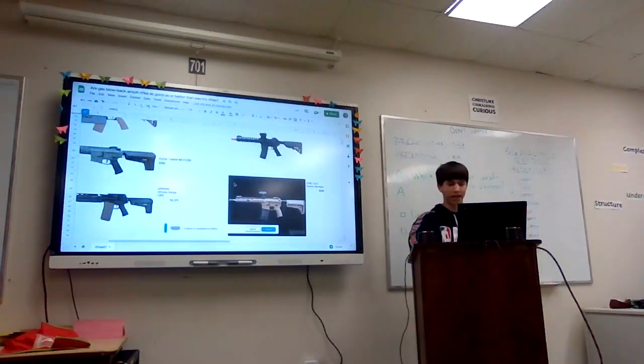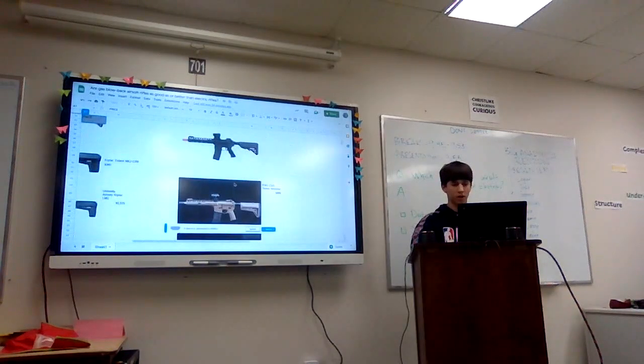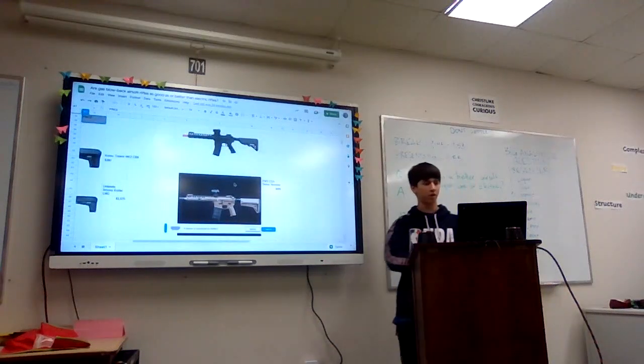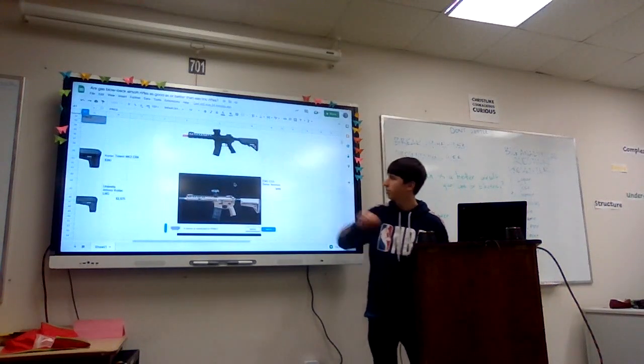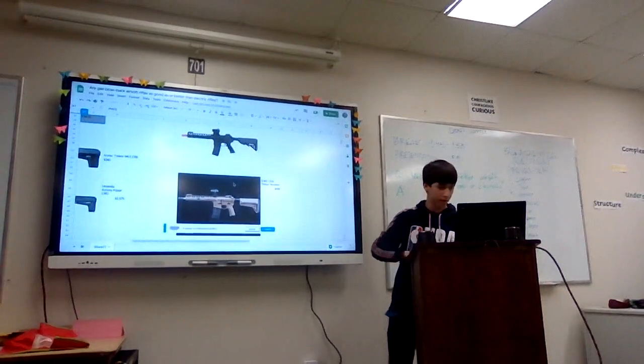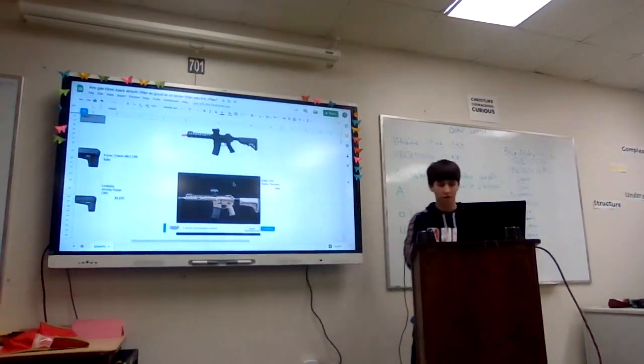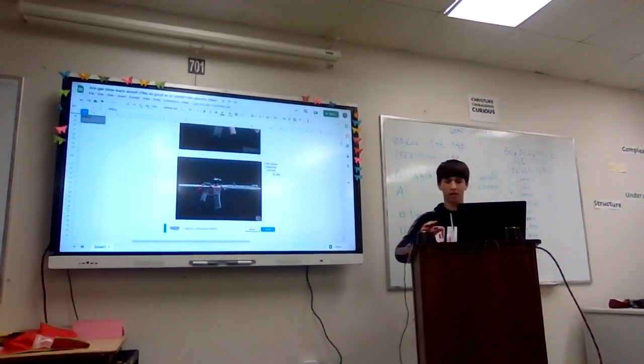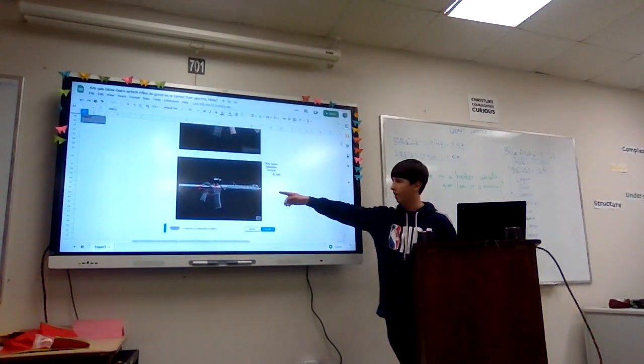And then we got the gas blowbacks. They don't look too much different. But we got the cheap one, which I forgot to put the name on. That's the middle at $500. And then we got the most expensive one there.